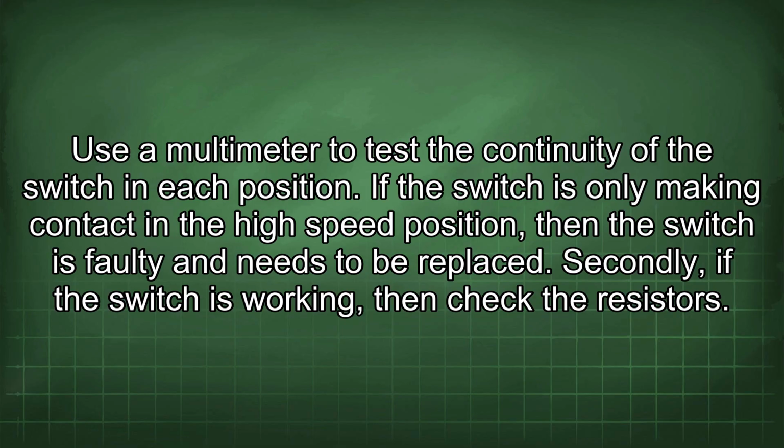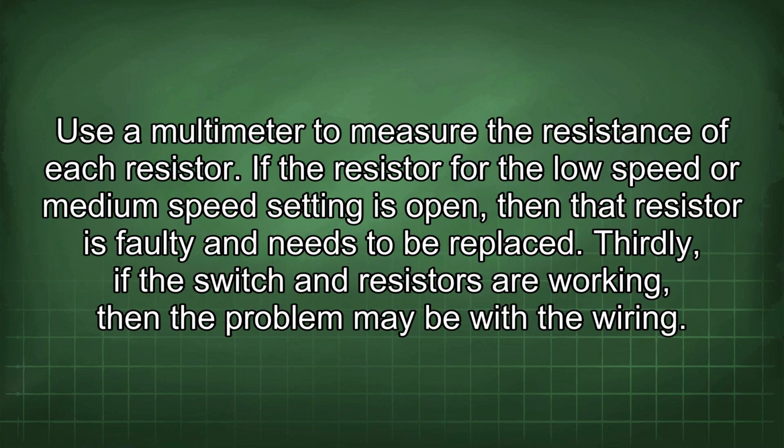If the switch is only making contact in the high-speed position, then the switch is faulty and needs to be replaced. Secondly, if the switch is working, then check the resistors. Use a multimeter to measure the resistance of each resistor. If the resistor for the low speed or medium speed setting is open, then that resistor is faulty and needs to be replaced. Thirdly, if the switch and resistors are working, then the problem may be with the wiring.